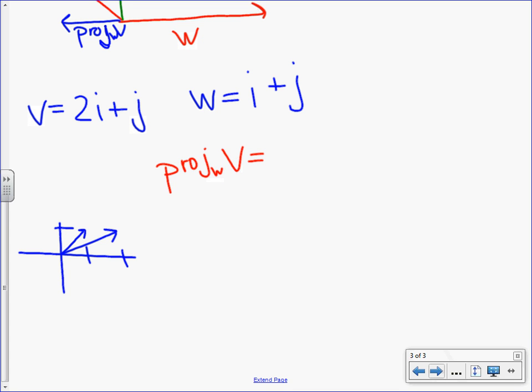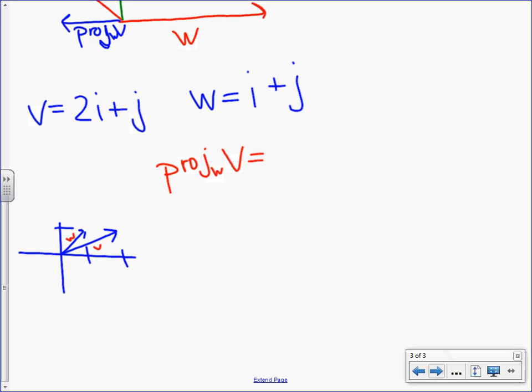You can already write it like that: proj sub w of v. Well, the projection of v on w. That's like logarithms. You have the log, you have the base. It looks like that, yeah. So say this one was v, right? And this one was w. So it's kind of like that.